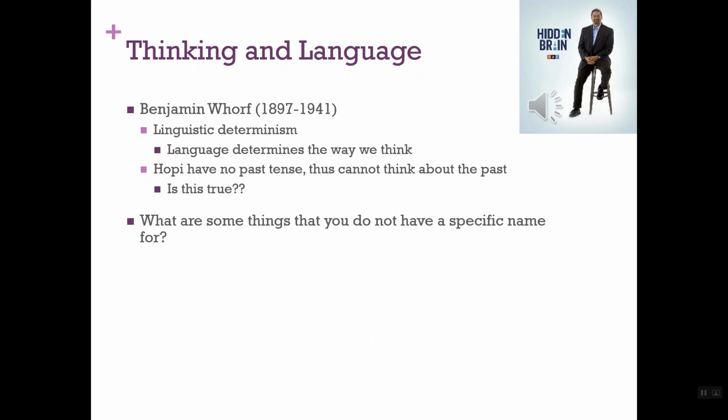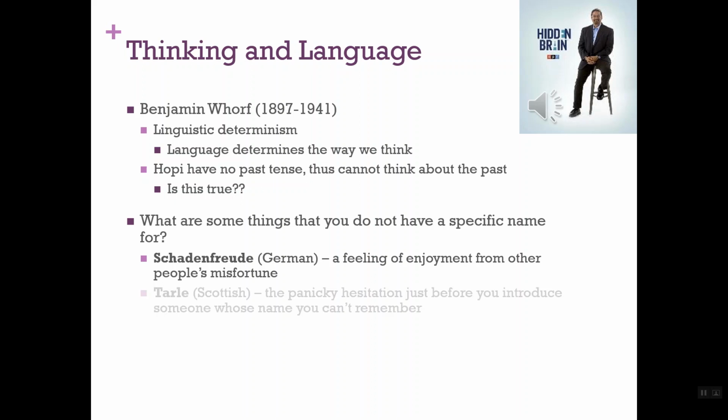So what are some things that you don't have a specific name for that you can still articulate in the language? Or maybe we don't, but we can put words together to describe it. For instance, the German word Schadenfreude means a feeling of enjoyment from other people's misfortunes. Apparently this is important enough in their language to have one word dedicated to it, when you feel that sense of enjoyment when something bad happens to somebody else, right? Or some misfortune.